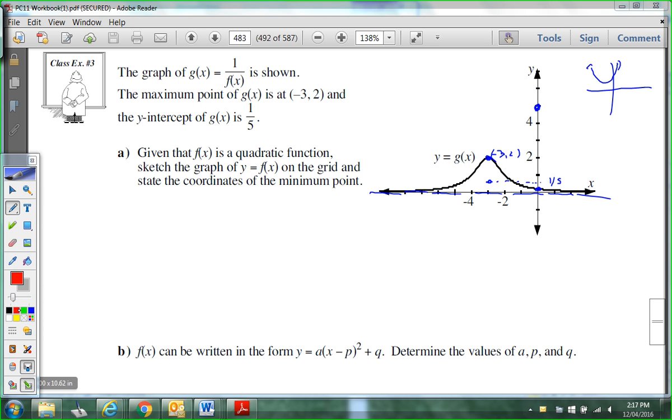And the last thing we want to go ahead and steal is the invariant points. So right there, we have enough that we need now. Right through there, boom. Right through there, boom. There's my parabola that came from the reciprocal function. It says that given f of x is a quadratic function, sketch the graph of y equals f of x on the grid and state the coordinates of the minimum point. So we already have it sketched. The minimum point is (-3, 1/2), the vertex of our original.